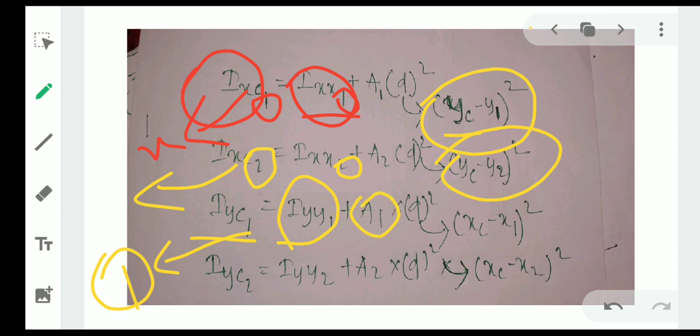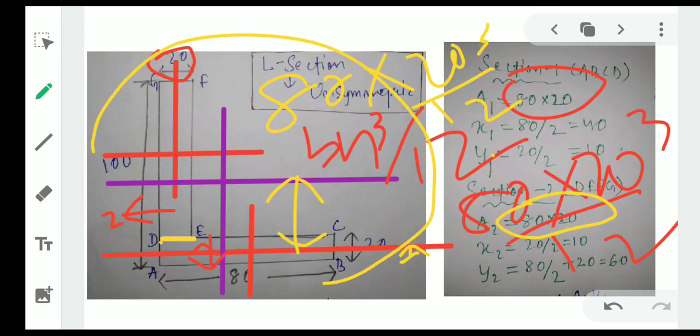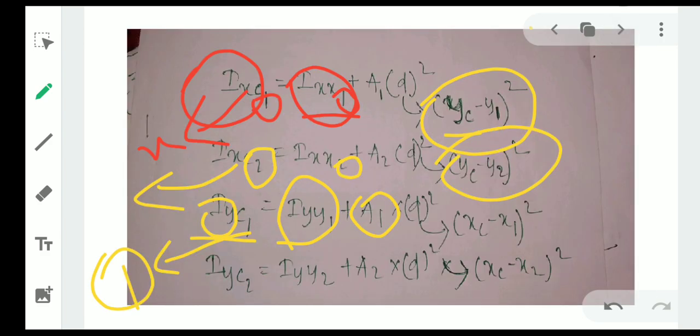Then the distance, as we are taking about the y axis, will be x, so xc minus x1. Here xc is the centroid of the whole section. I am repeating continuously, yc and xc are the centroid of the whole L section, or the given section, or the whole composite section. So this is xc minus x1 squared, and for section 2 this is xc minus x2 squared.